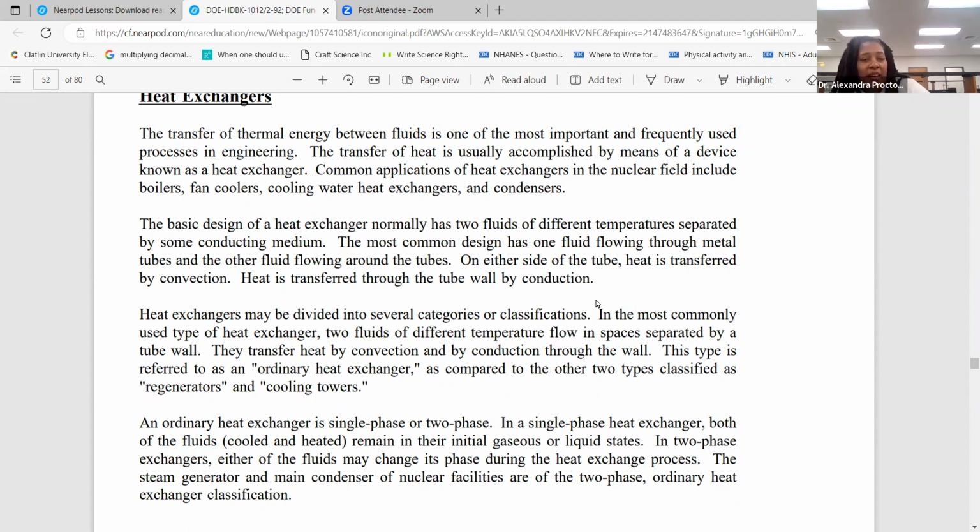So the basic design of a heat exchanger, normally there are two fluids and they have different temperatures, okay? And they're separated by some conductive medium. So for example, I like to think about a conductive medium like some sort of metal, something that can hold the temperature and release the temperature. So something like copper or one of these precious metals, they like to hold the heat and then give the heat away. So I like to think of those as being conductors.